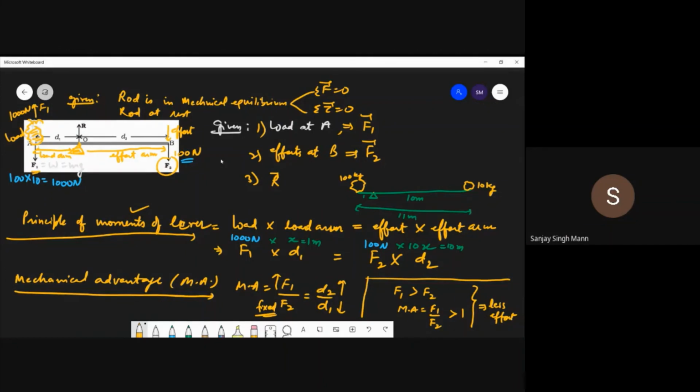So what is the mechanical advantage here in this case? Mechanical advantage is F1 upon F2, sorry. So F1 was 1000 Newton and F2 was 100 Newton. So the Newtons cancel out, and you get mechanical advantage equal to 10. It has no units. This is a ratio. So 10 times. What does this mean? Mechanical advantage is 10. It means you are picking 10 times the load that you are putting as effort.